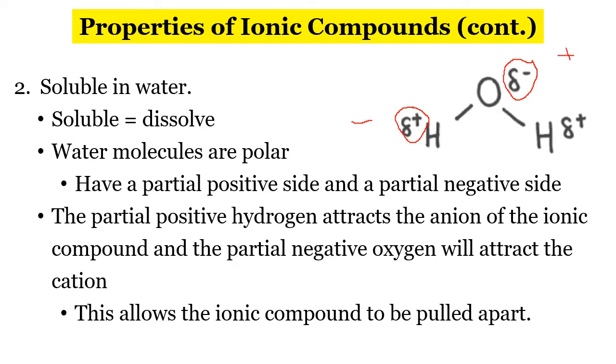Of course, the negative is going to be attracted to the partial positive on the hydrogen, and the positive charge is going to be attracted to the partial negative on the oxygen. And what happens is this pulls the ionic compound apart. Again, because the negative end is being attracted to the positive end of the water molecule, and the positive end is being attracted to the negative end of the water molecule, it's ripping these apart. So that's how they're able to dissolve in water.